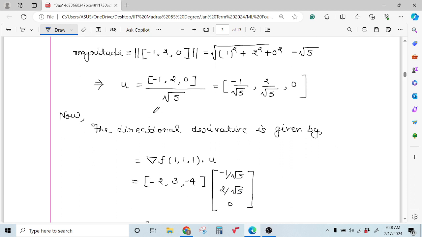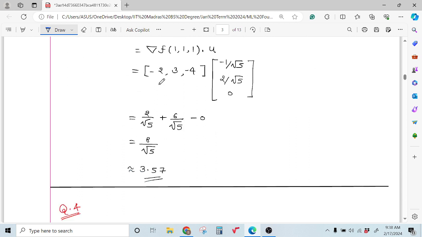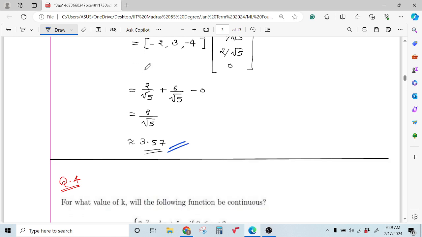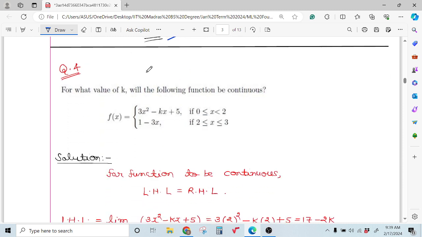And so finally we have calculated the directional derivative. The directional derivative is given by the gradient of the function at point 1, 1, 1, dot product with the unit vector. So we have calculated this, and the answer is 3.57. So let us proceed with the next problem, number 4.